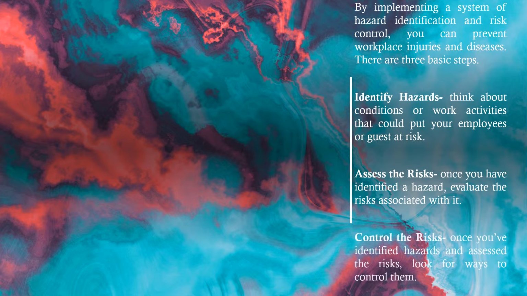And lastly, we have control the risk. Once you've identified hazards and assessed the risk, look for ways to control them, because the goal is to prevent foodborne illness and protect guests by controlling hazards. In food service, controlling risk often means following strict hygiene and safety practices. For example, you need to store raw meat separately from ready-to-eat food. You need to keep hot food hot, above 60 degrees, and cold food cold, below 5 degrees. As well as regularly cleaning and sanitizing kitchen surfaces and utensils.